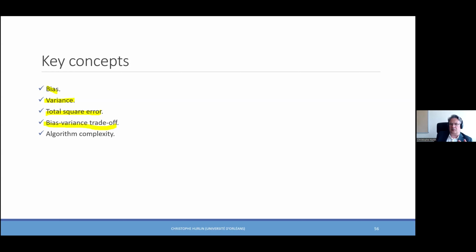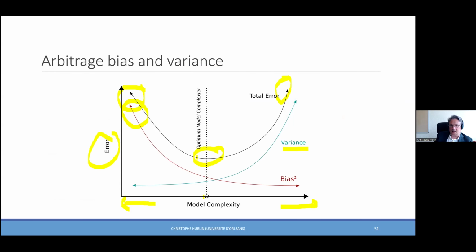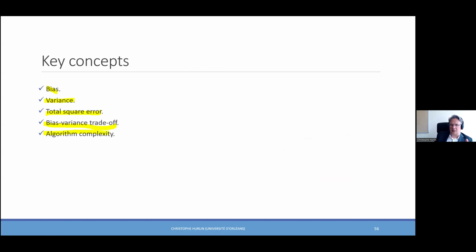There is a bias-variance trade-off, okay? The idea is that if I increase the variance, I reduce the bias. If I reduce the variance, I increase the bias, okay? And the complexity affects not only the bias, but also the variance. And the idea is to find an optimal complexity.